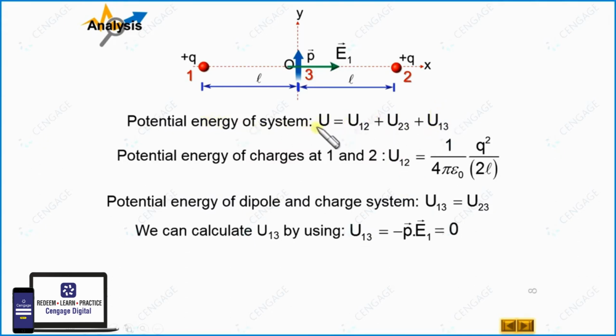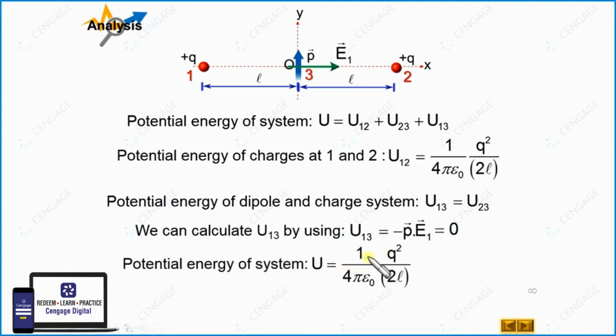That means the potential energy of the system U equals U12, and U12 we have calculated. So we can write the potential energy of the system U equal to 1 upon 4 pi epsilon naught Q square divided by 2L. Now let us move to the next illustration.